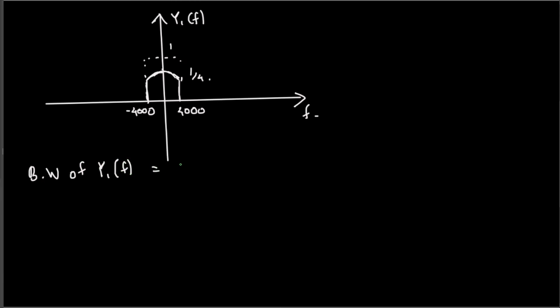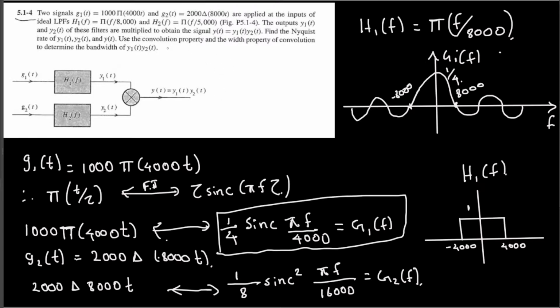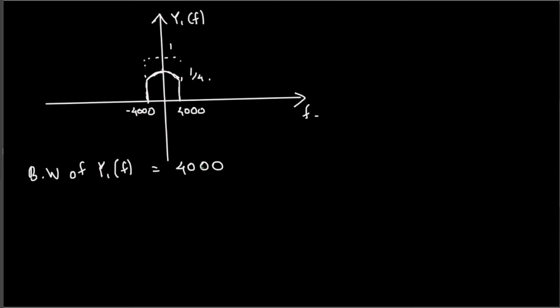is just 4000, but here they also requested the Nyquist rate. Nyquist rate is basically the double of whatever we have, so we can say Fn, that's the Nyquist one, that is 8000 Hertz. If the bandwidth is 4000 Hertz, Nyquist is double of that, that is 8000 Hertz.